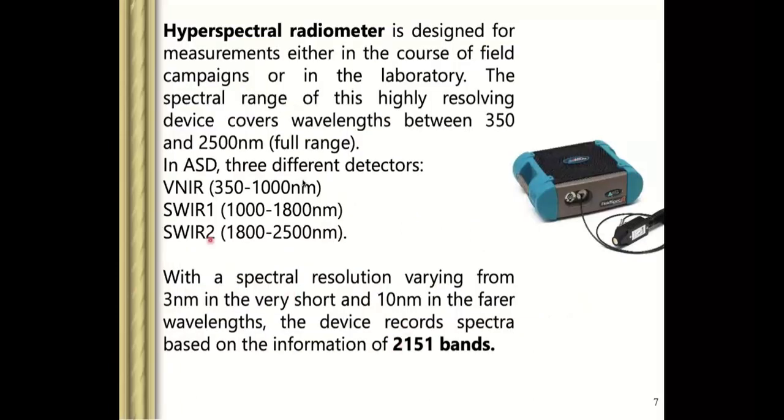This is the radiometer that I already told you about. In this radiometer, you will get 2151 bands, as compared to around 400 bands at maximum in hyperspectral satellites. Prisma, for example, is available, with around 400 contiguous bands. But this hyperspectral radiometer gives around 2151 bands, so it is quite a huge amount of information.